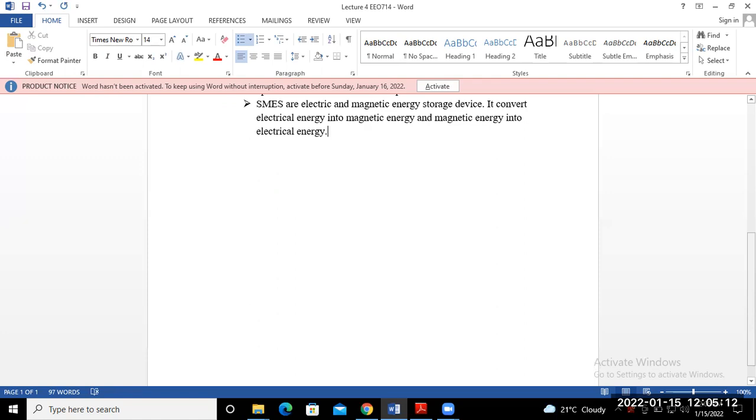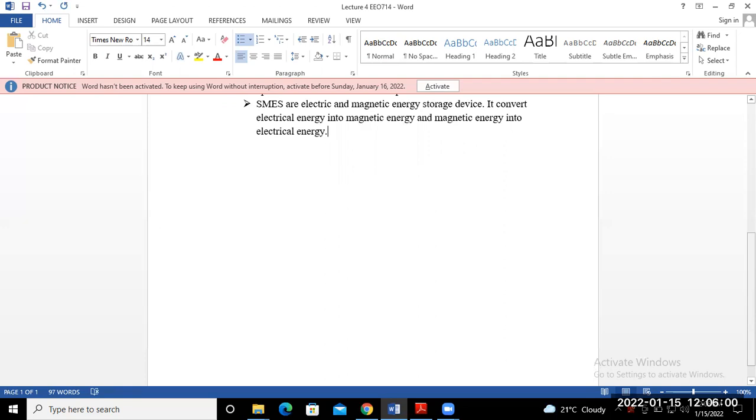That means when supply is given to the magnetic circuit, during that period electrical energy is converted into magnetic energy. That is known as the charging period, when the supply is given to the coil. When the supply is disconnected, whatever energy is stored in magnetic form may be used during discharging, when you connect a load through that magnetic circuit.